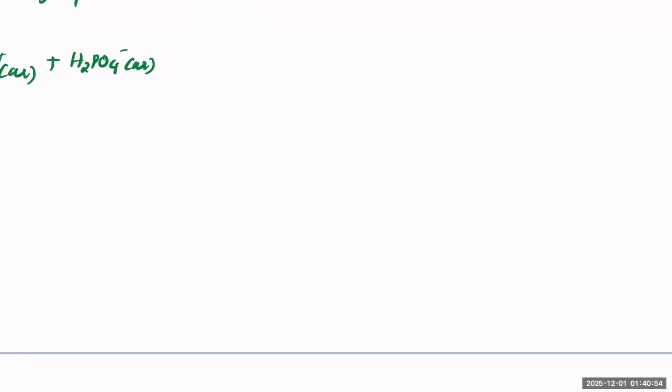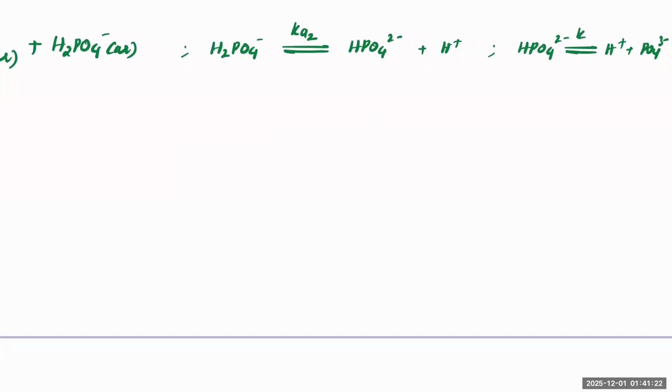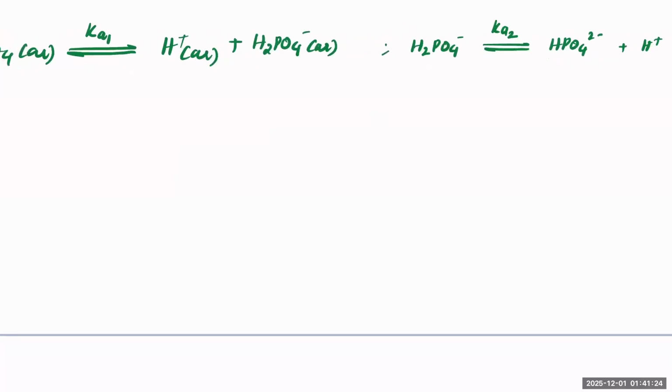And second one implies H2PO4 minus will be in equilibrium with HPO4 2 minus plus H plus, which is Ka2. And third one is HPO4 2 minus will be in equilibrium with H plus and PO4 3 minus. These are the three equilibriums that are existing, K3.